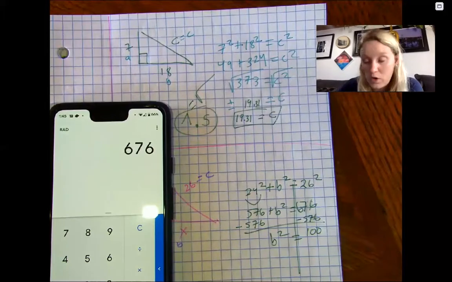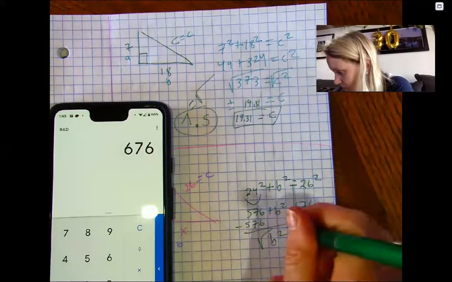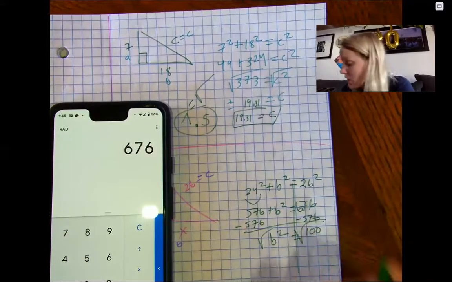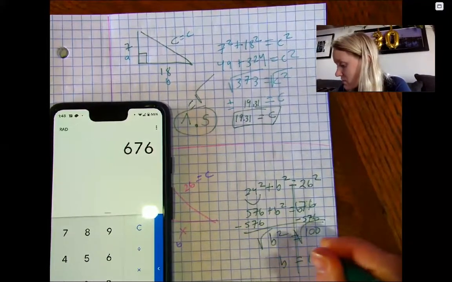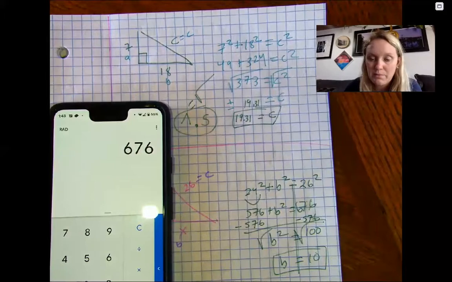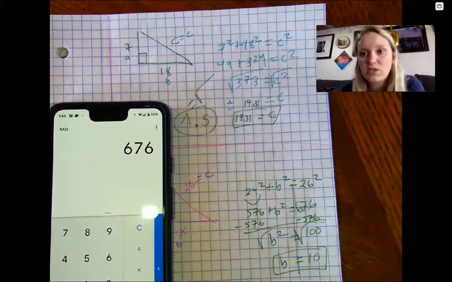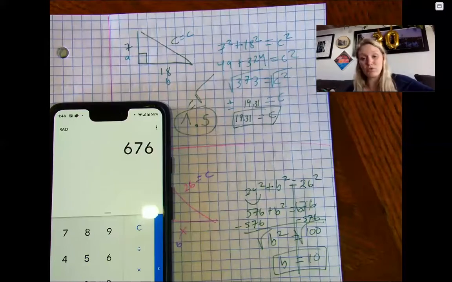The opposite of squaring is square rooting. Well, I know the square root of 100. I've done that a million times. B equals positive 10 because it's going to be a side length. So when you have to solve for A or B, you follow the same process. You plug in your A, your B, and your C. Okay, but this time, instead of just being able to add and then square root, you have to subtract and then solve for a variable.